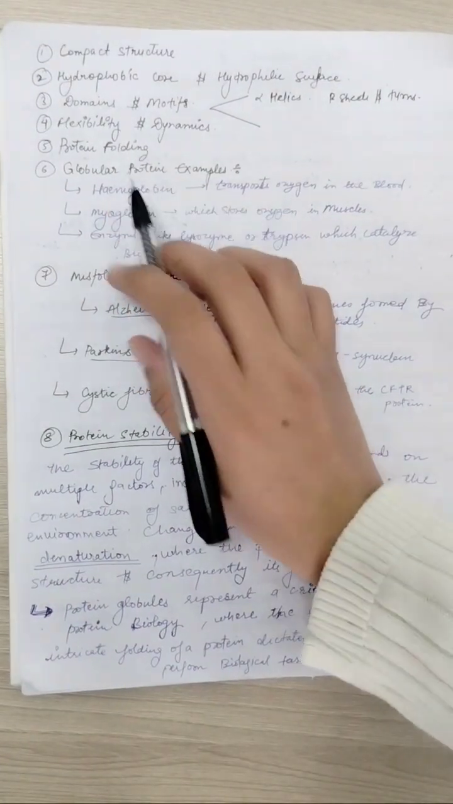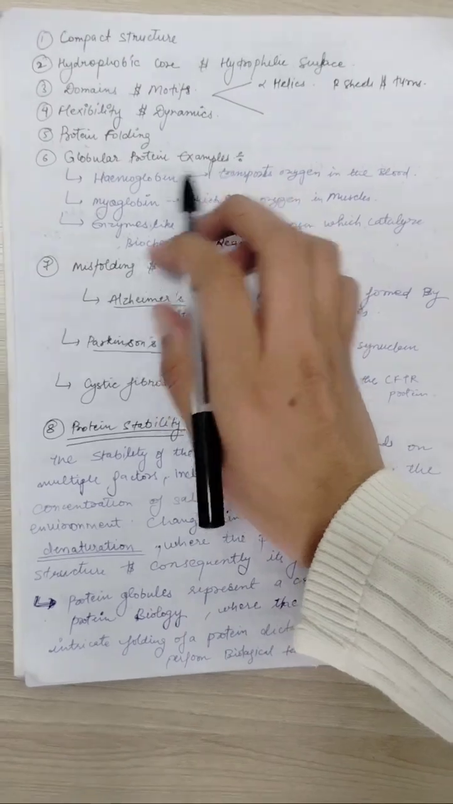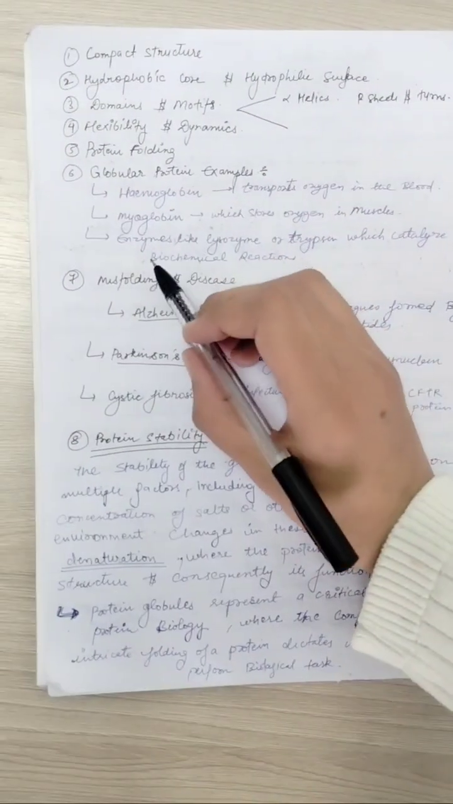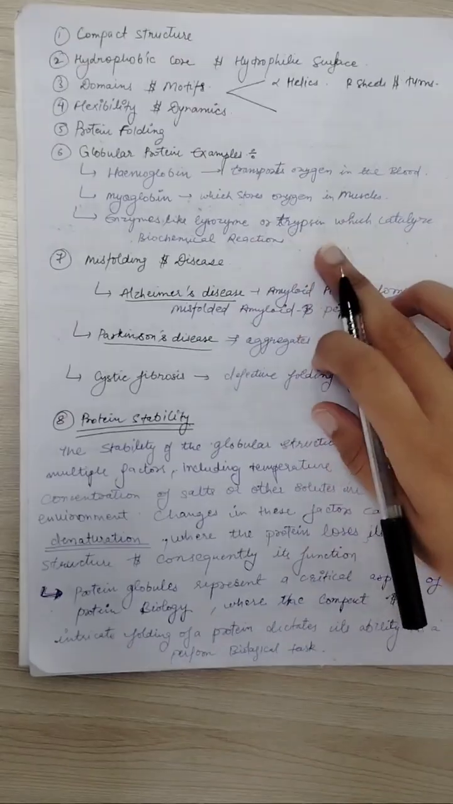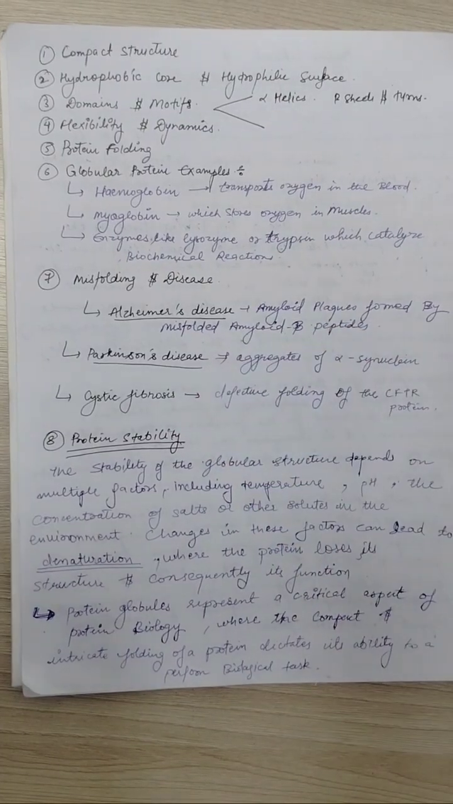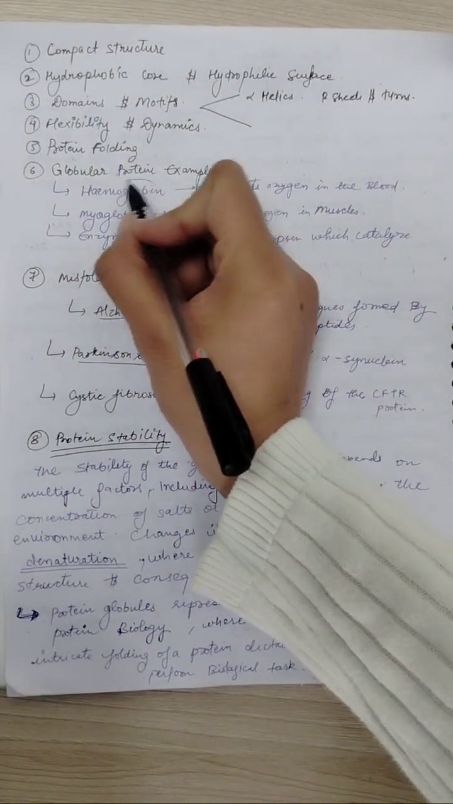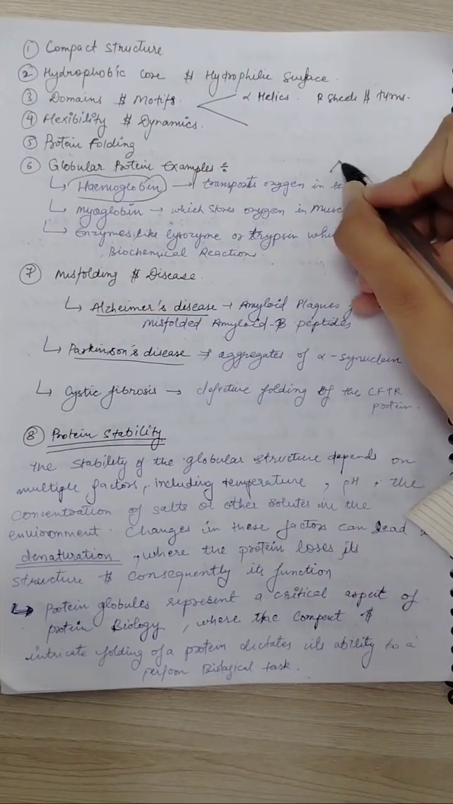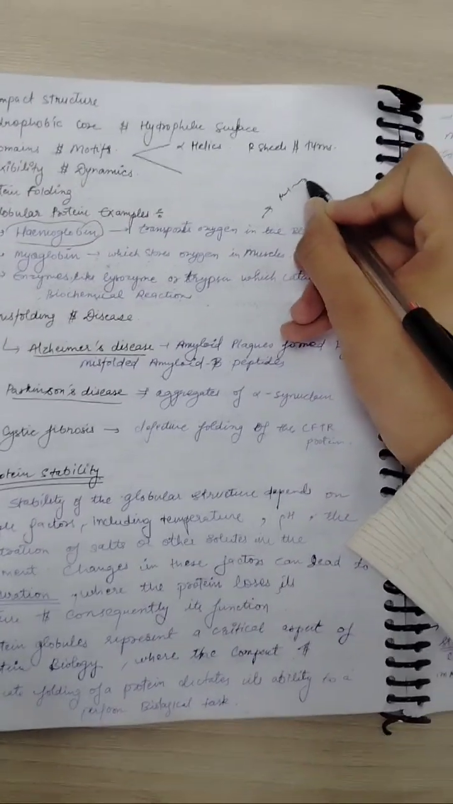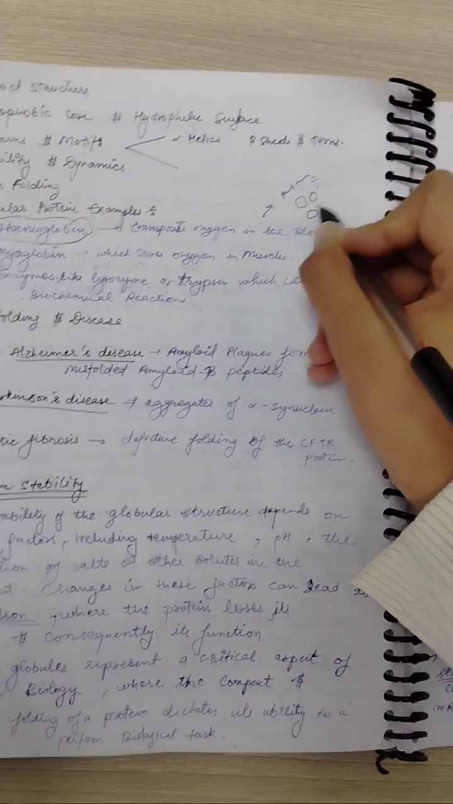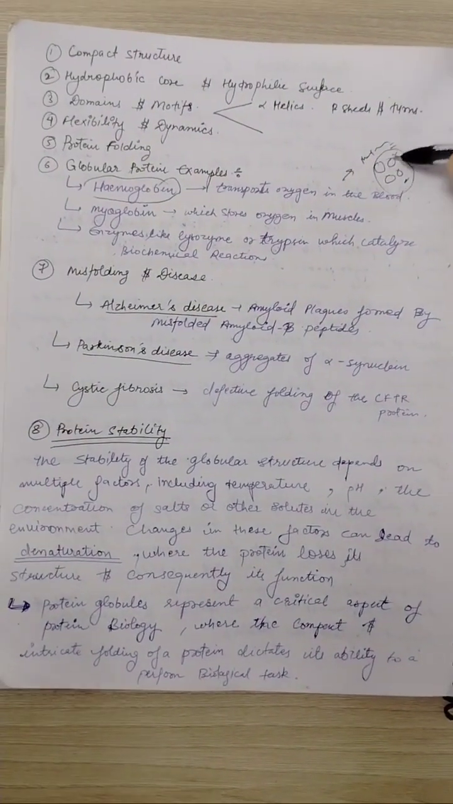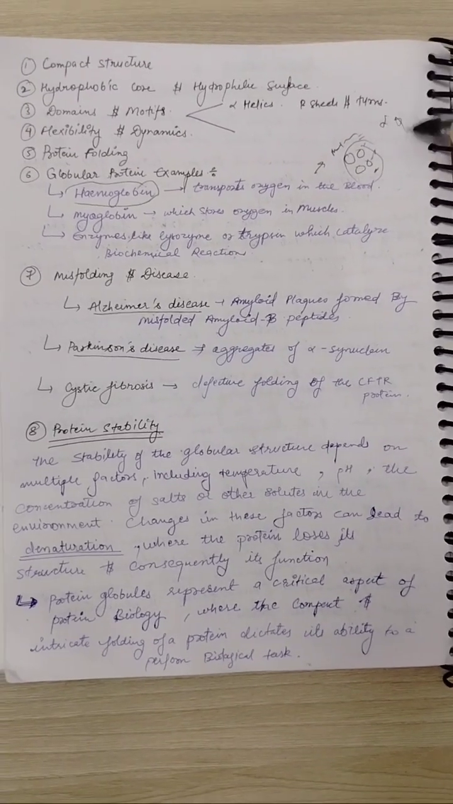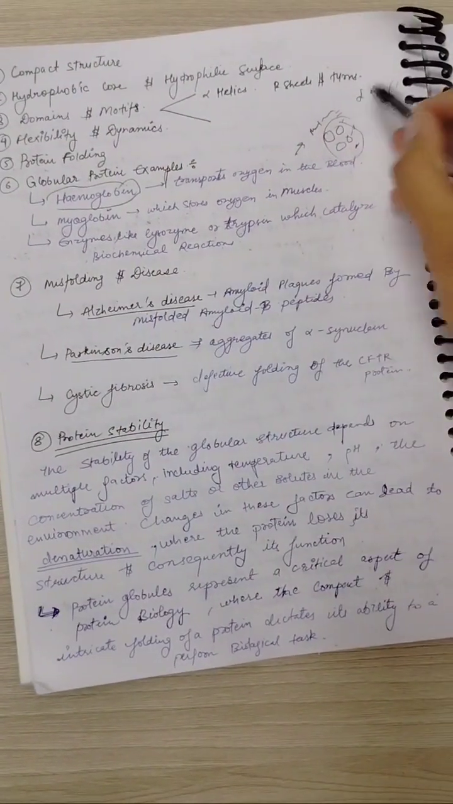Globular protein examples are hemoglobin, myoglobin, and enzymes like lysozyme and trypsin, which catalyze biochemical reactions. Hemoglobin is a multi-protein compound formed by four globular proteins, alpha and beta: two alpha and two beta.